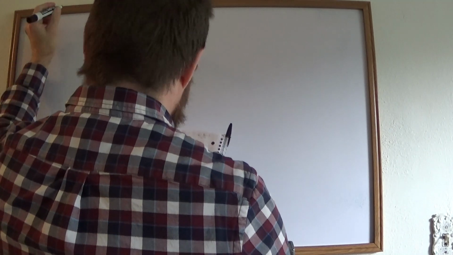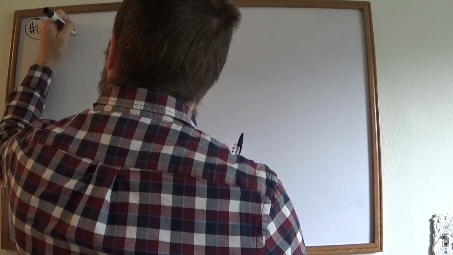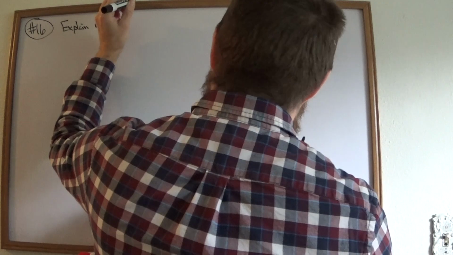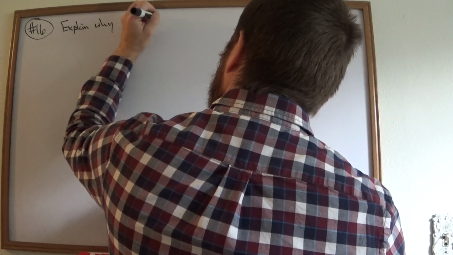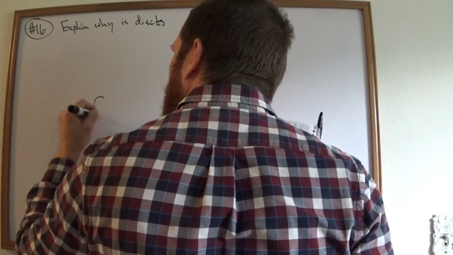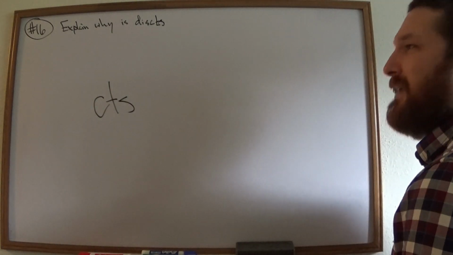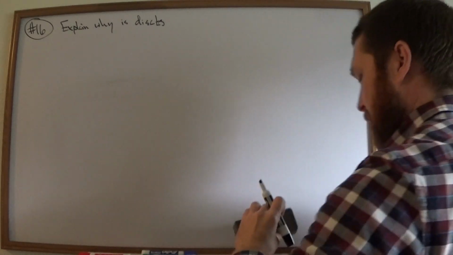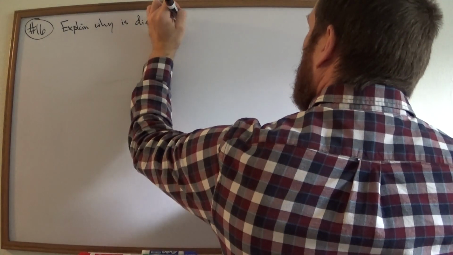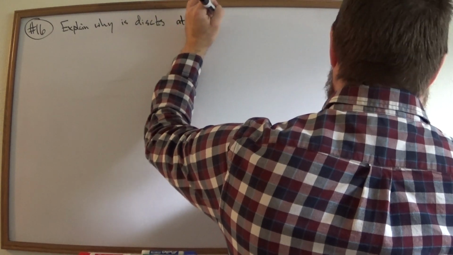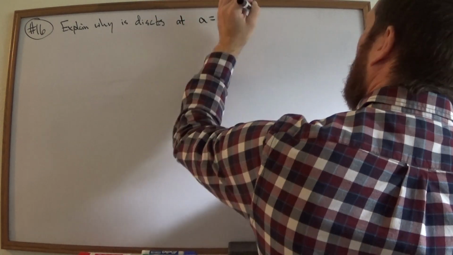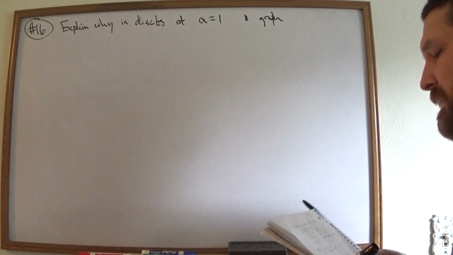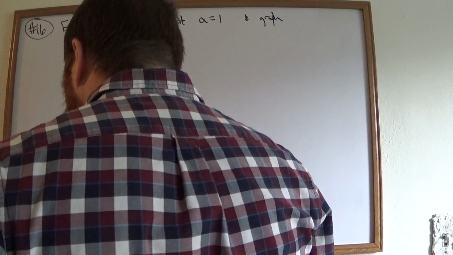Number 16. Explain why the function is discontinuous. I'm going to use CTS for continuous from now on in this class. CTS is continuous. Okay. Continuous at a equals 1, and graph. We're going to graph this one. The next one we won't graph. We'll see why. So here we go.